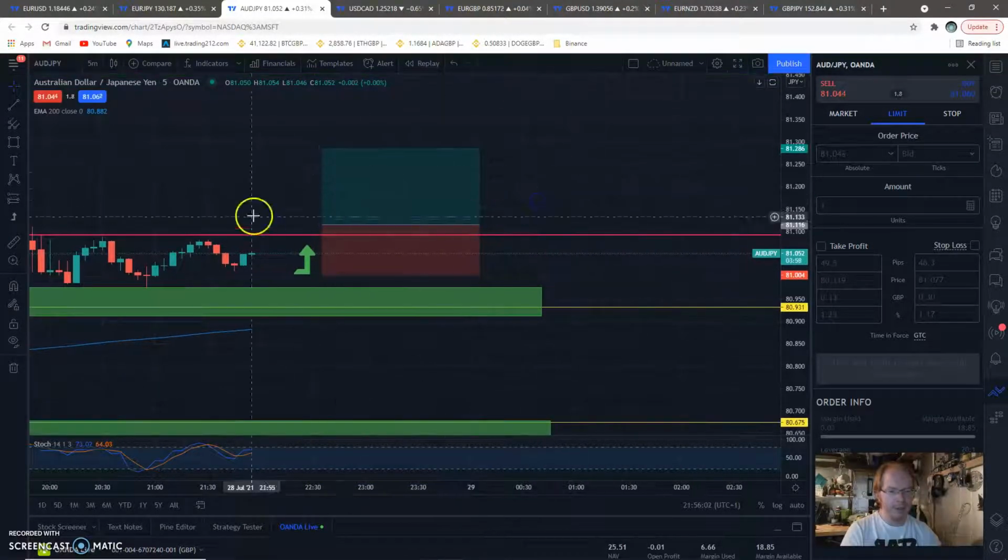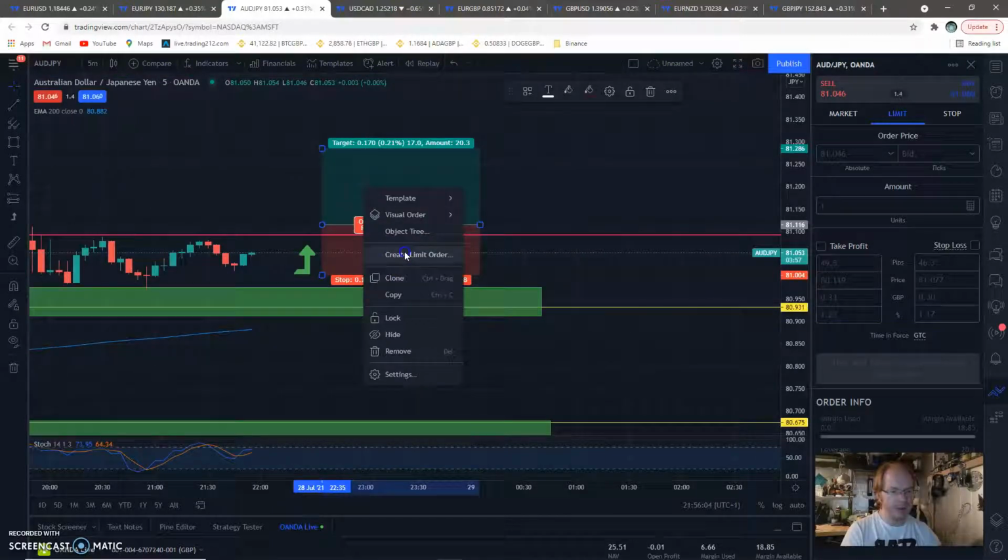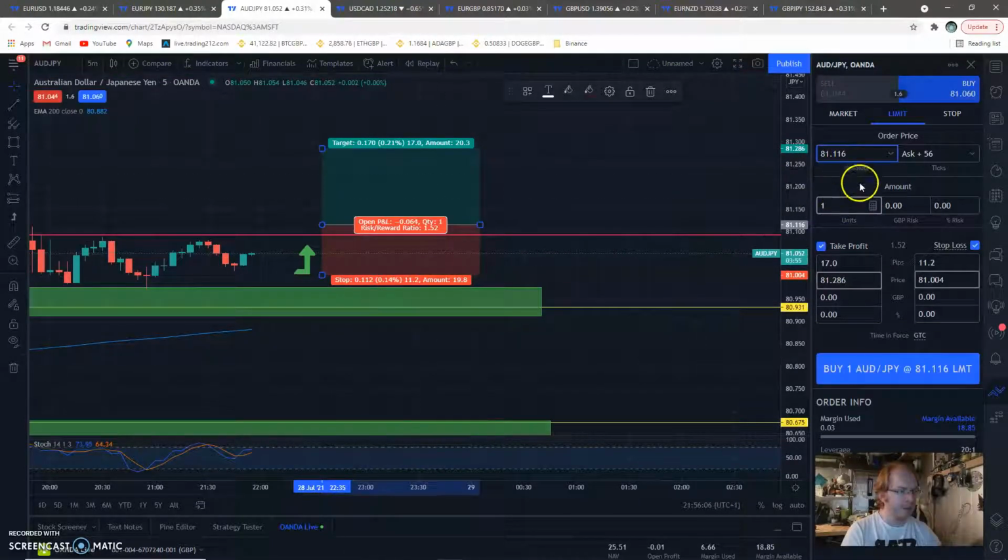There you go. So we won't take that yet, but when we're ready to, we would create a limit order. And that'll fill in all the information over here. The units are normally about 200 whilst I'm learning. So we would obviously buy at that level with a target and a stop loss there, as you can see. Take profit and stop loss are automatically filled in.